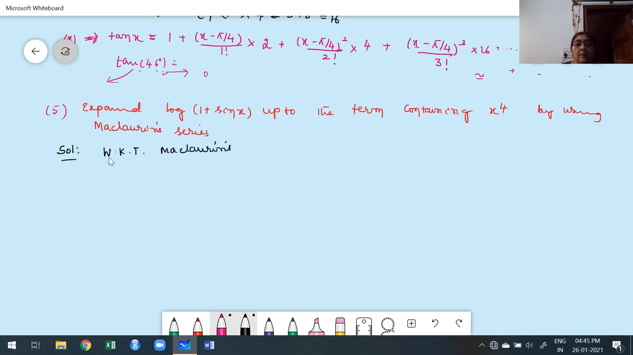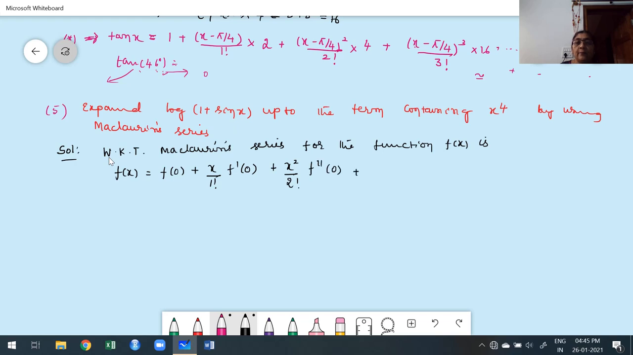Maclaurin's series for the function f of x is: f of x is equal to the first term, f of 0, plus x by 1 factorial into f dash of 0, plus x square by 2 factorial into f double dash of 0, etc. It is already mentioned I have to expand up to the term containing x to the power of 4.